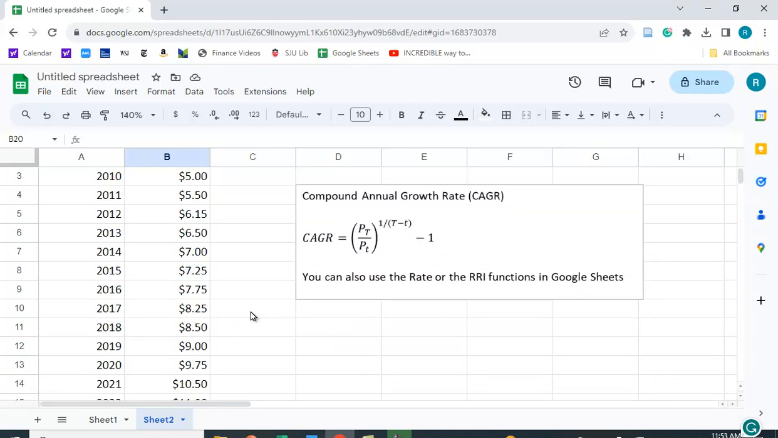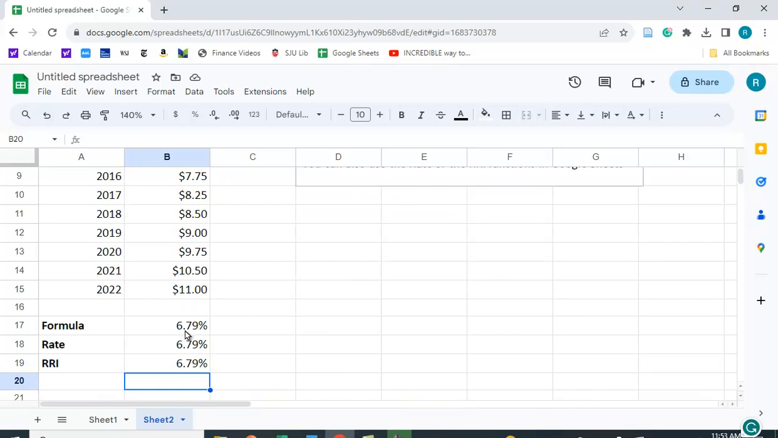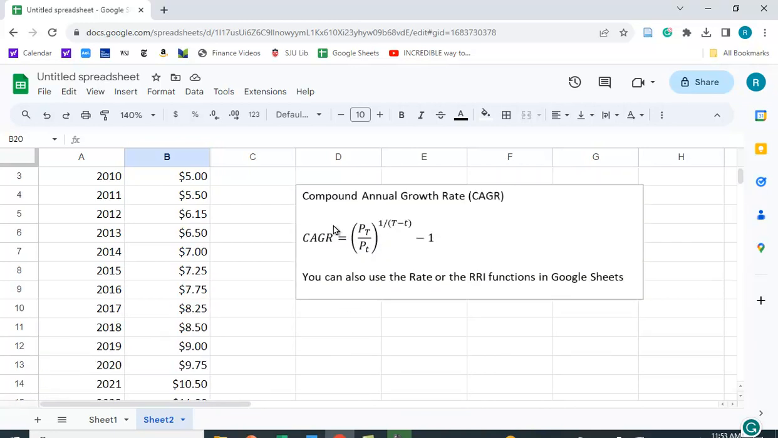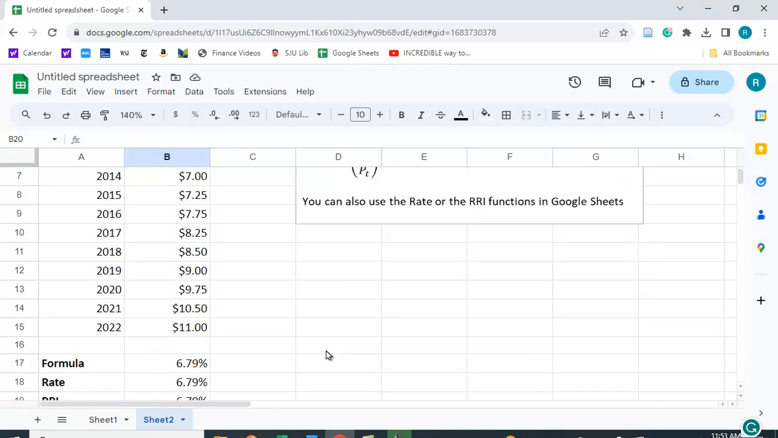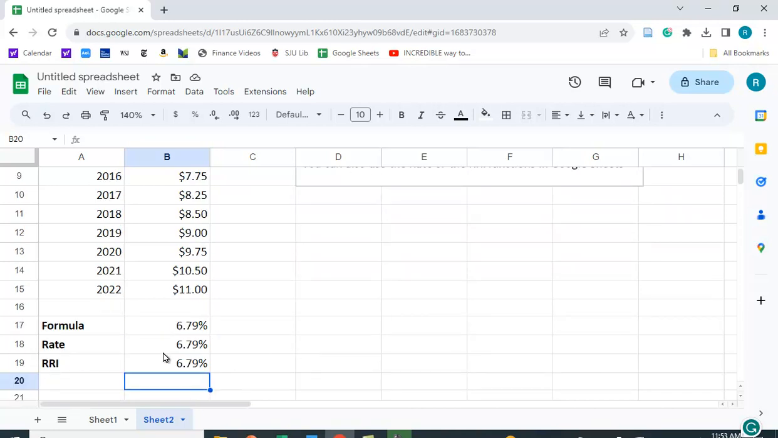Okay, works quite nicely. The formula is fine, and it's a good way to understand how it's calculated, but actually it's easier to use the rate, and actually the RRI function is the easiest one to use because you don't have to worry about putting in present value as a negative number. RRI simply calculates the return based on a beginning price and an ending price. The rate function allows you to put in an annuity. So if you had a stream of payments, it would do the calculation.